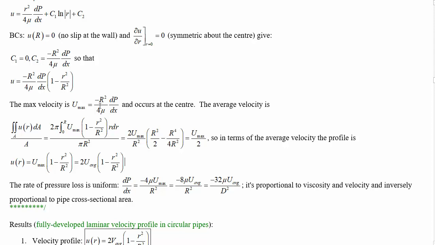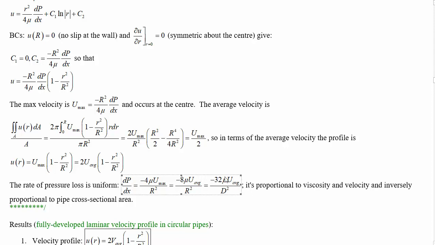Now back to the other part of this that we were really interested in besides the velocity profile, the pressure gradient, the pressure drop per distance in x, distance along the pipe. From this definition in terms of the max velocity, it is -4 mu u max over the pipe radius, or in terms of the average velocity, -8 mu average velocity over r squared. And in terms of diameter, which is typically what we're going to talk about rather than pipe radius, the change in pressure per unit length of pipe is -32 mu average velocity divided by D squared.